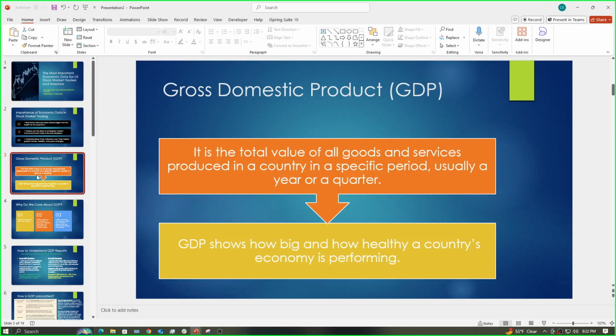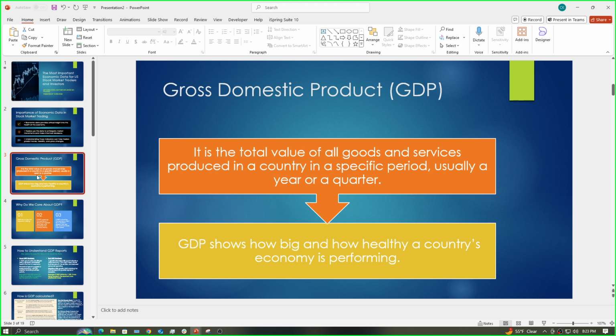All right. So now, first thing, do you guys know what GDP means? I know you hear it all the time. The GDP is this, the GDP is up, the GDP is down, right? You guys heard about that. So the GDP is the gross domestic product, right? The gross domestic product. It is the total value of all goods and services produced in the country in a specific period, usually a year or a quarter. So you do get quarterly GDPs and you do get annual GDP.